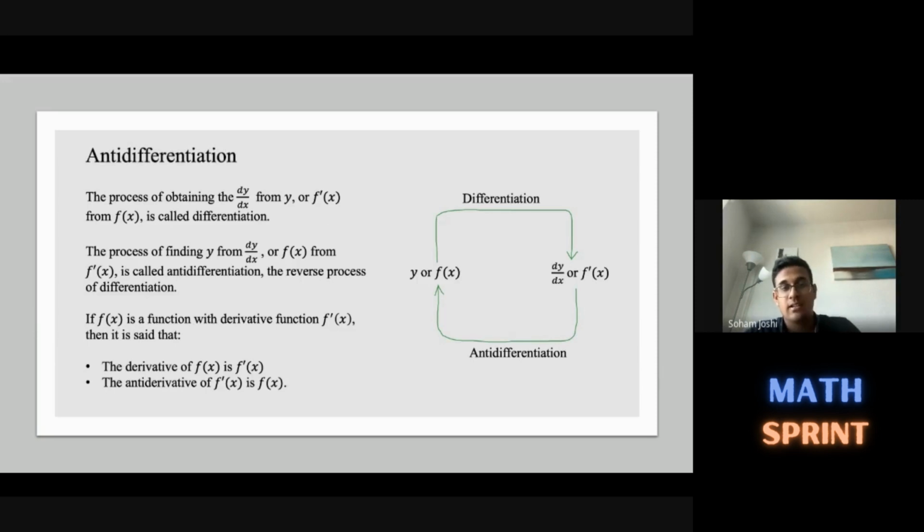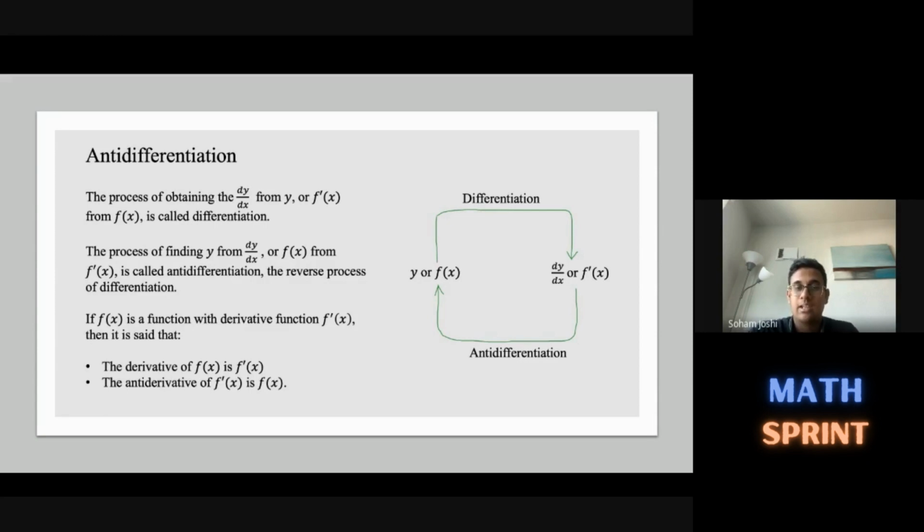Okay, so now anti-differentiation. We know that the process of obtaining dy by dx from y, or f dash of x from f of x, is called differentiation. The opposite process, or the process of finding y from dy by dx, or f of x from f dash of x, is called anti-differentiation. It is the reverse process of differentiation.